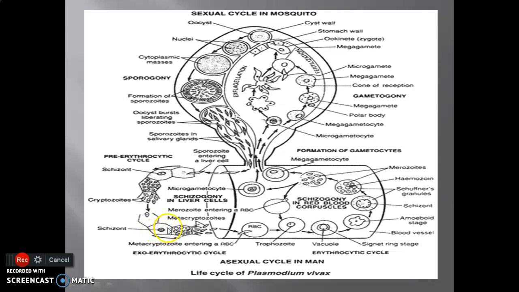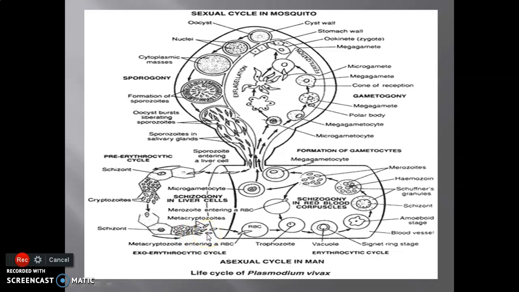This schizont again undergoes asexual development to form numerous cells, and these are nothing but metacryptozoites. See here, the very first one, sporozoite to schizont, schizont to cryptozoite, cryptozoite to schizont, and again schizont to metacryptozoites. Now this is all about the first stage, that is the exo-erythrocytic stage of Plasmodium vivax.